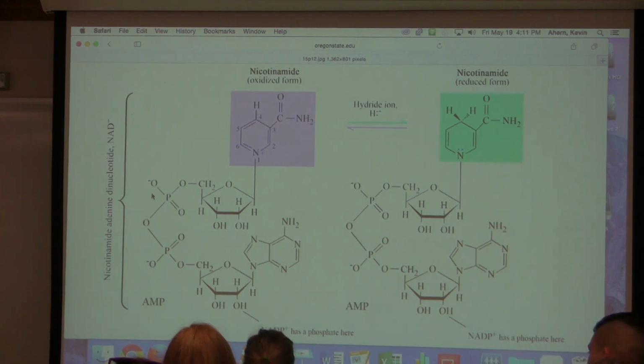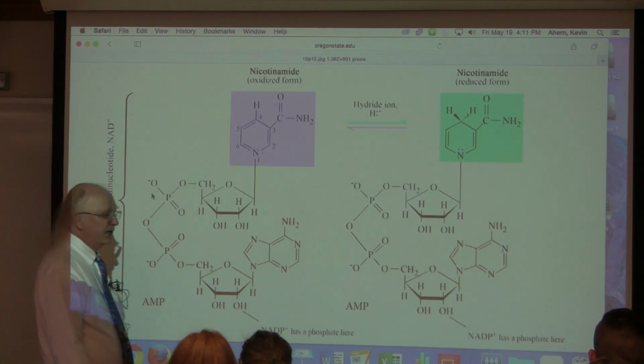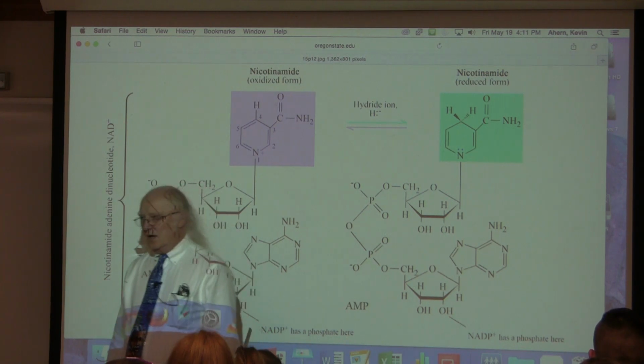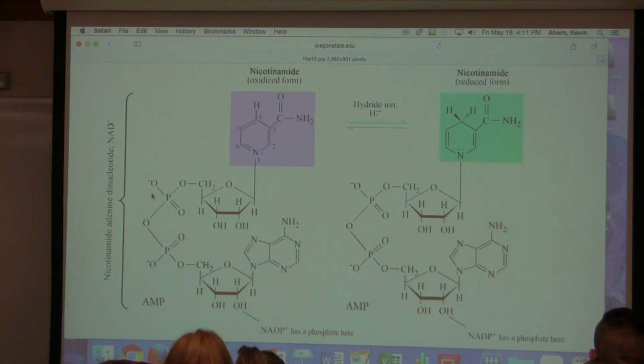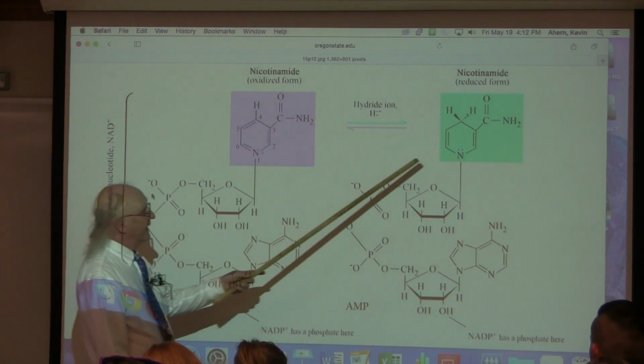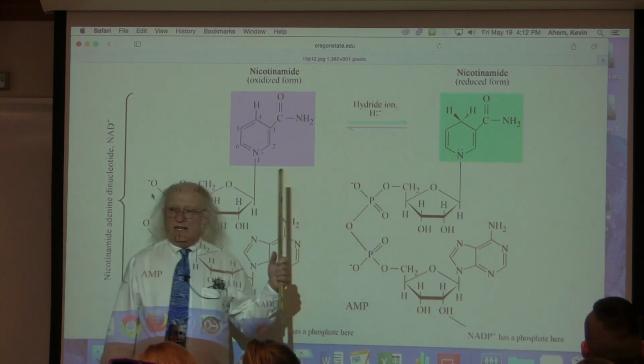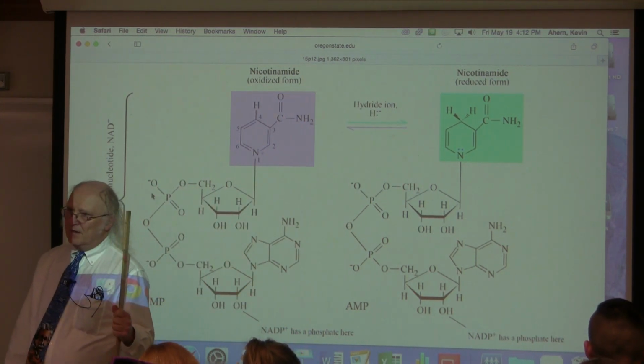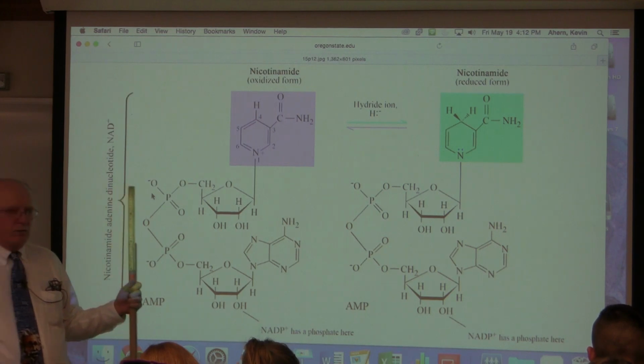Now, biological oxidations generally involve 2 electron transfers. And that's good because NAD accepts electrons 2 at a time. When NAD accepts 2 electrons and 1 proton, it becomes NADH. Now, NAD starts out with a plus sign. NADH has a charge of 0.